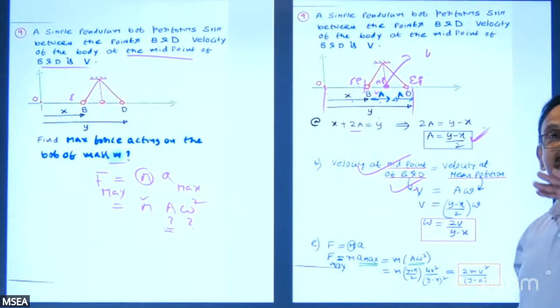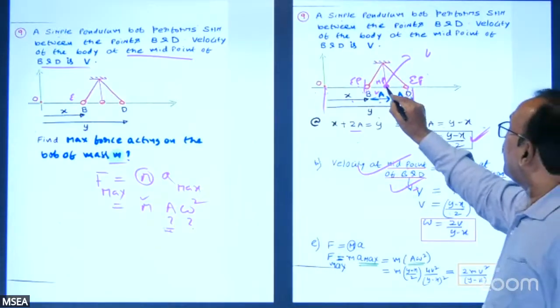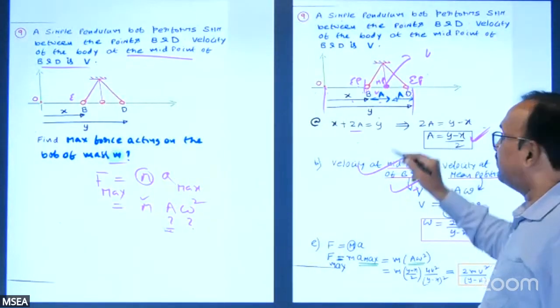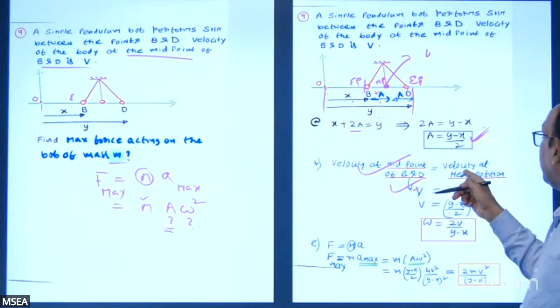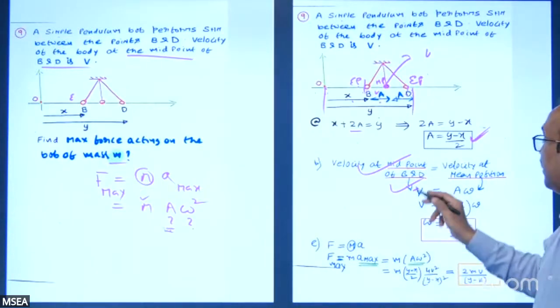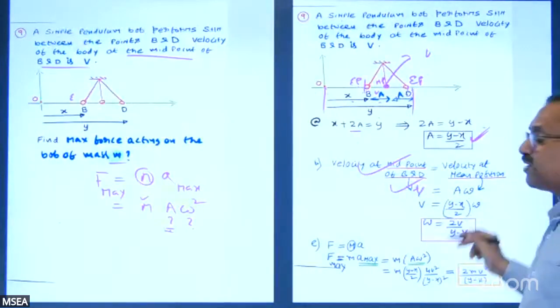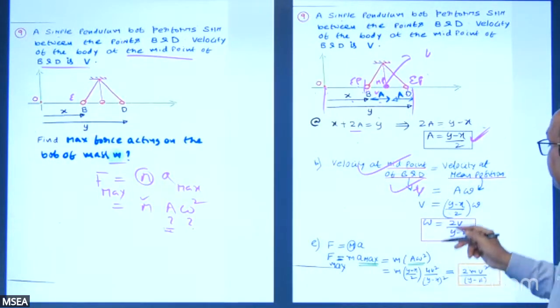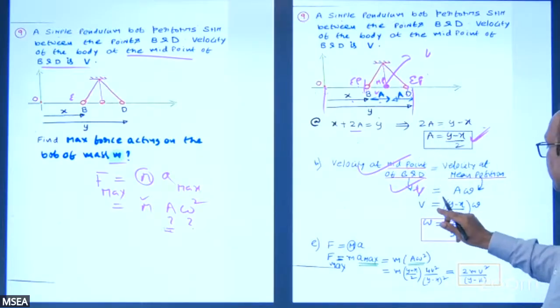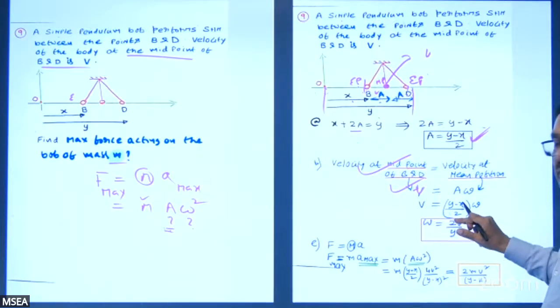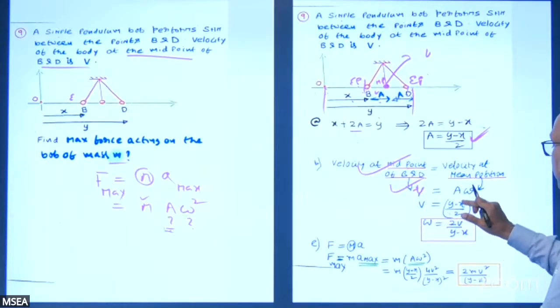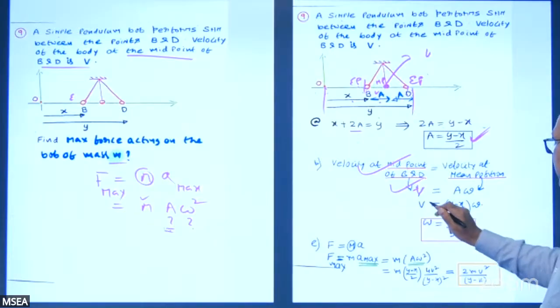So we got A. Next step is how to calculate omega. Velocity at this mean position is given as V. All of you know, velocity at the mean position is nothing but maximum velocity. What is the formula for maximum velocity? A omega. What is A we know? Already we know that A is equal to (Y minus X) by 2. So V is equal to (Y minus X) by 2 into omega. From that, you have to calculate omega. Omega comes out to be 2V by (Y minus X).